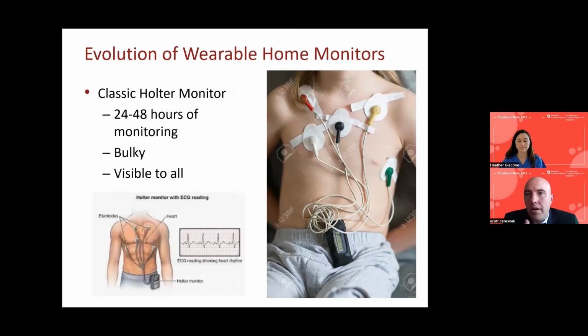So the classic monitors that we would use are the old-fashioned Holter monitor, which is 24 to 48 hours of monitoring. As you can see, there's all these stickers on, there's wires that come down, hook onto the belt. So a lot of our patients would feel uncomfortable wearing them. People would ask, what do they have that for? In addition to being bulky, they're visible and it could make kids uncomfortable.